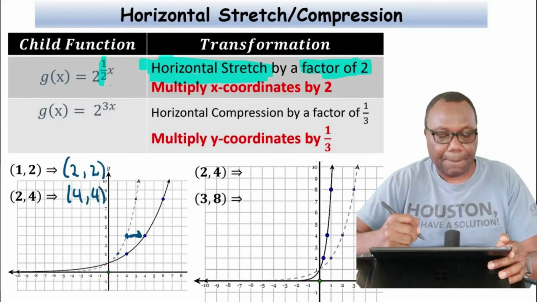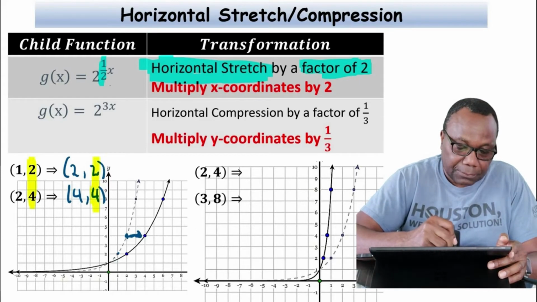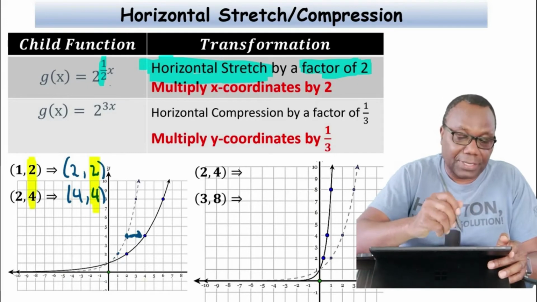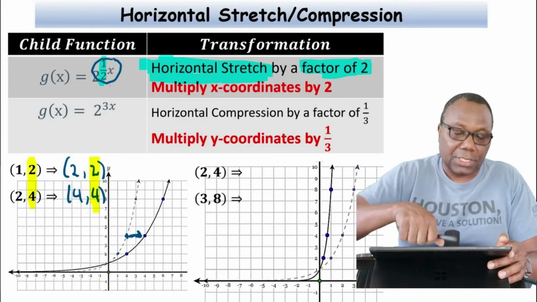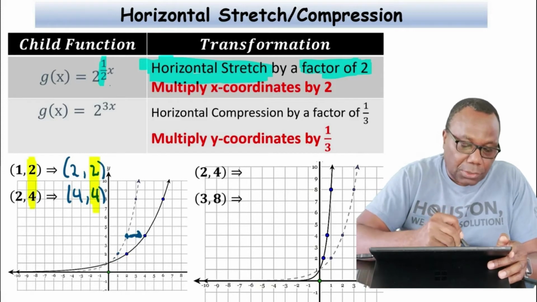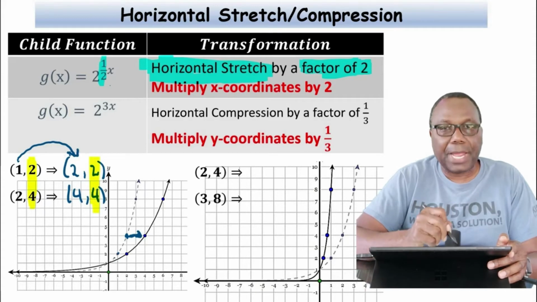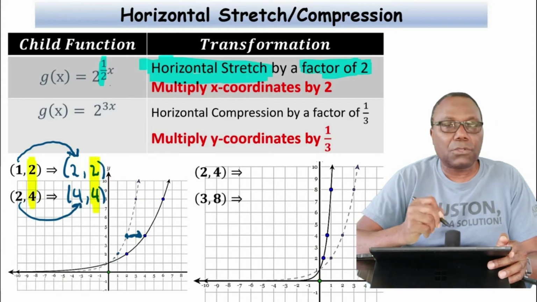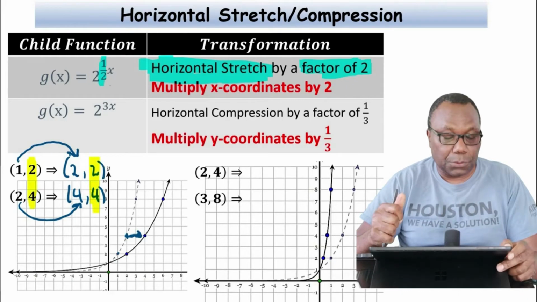When you stretch it sideways, you will notice immediately that the y does not change. The y does not change because the input is getting affected. X is getting affected, so the output does not change. So y is staying the same, but how do you go from 1 to 2? You multiply by 2. How do you go from 2 to 4? You also multiply by 2. So it's a stretch by a factor of 2.